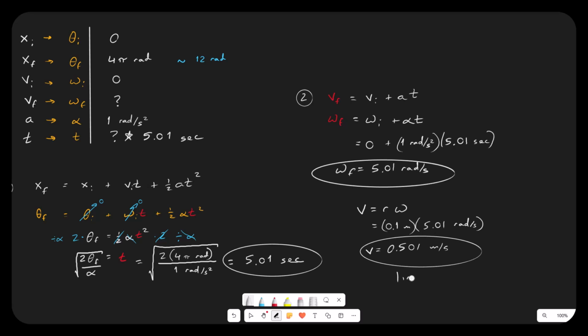So this is the linear or tangential speed of the edge of the wheel, or of a point on the edge of the wheel, if you like. But that's it. That's rotational kinematics. Very long video, I know, but hopefully that pulls things together pretty well.